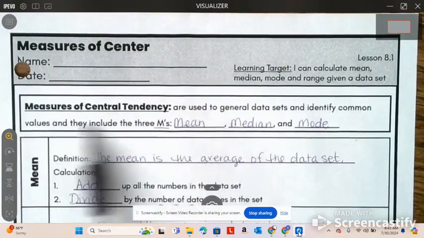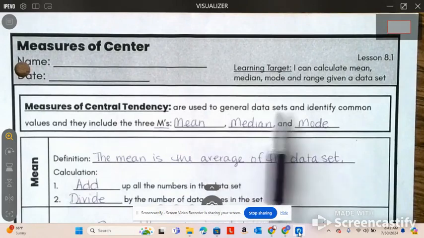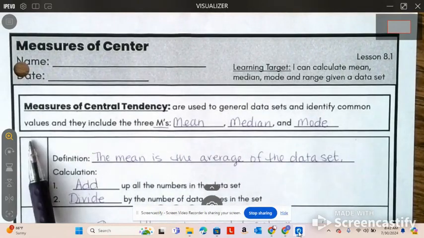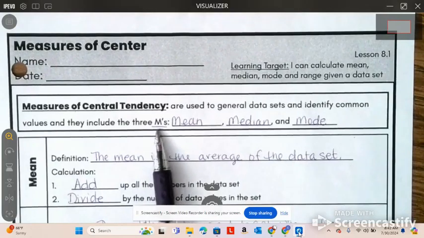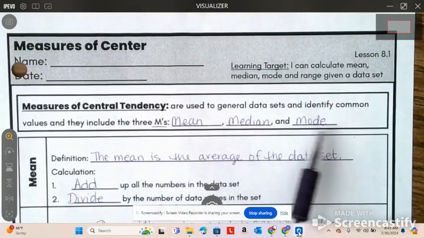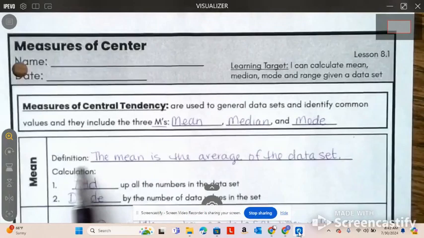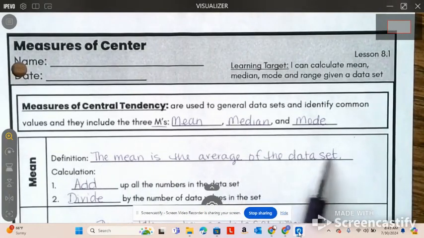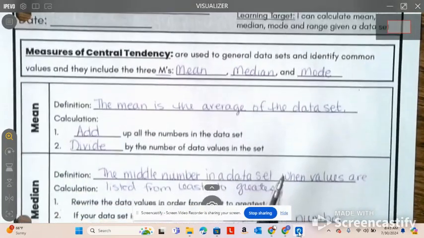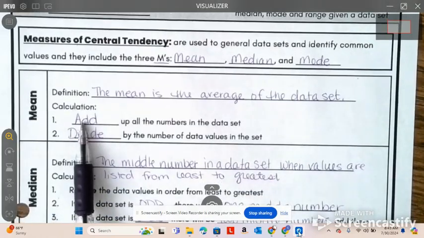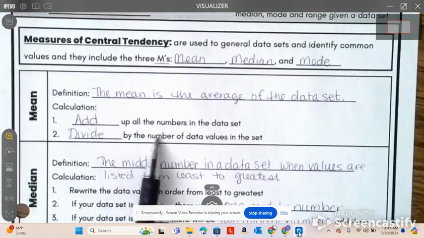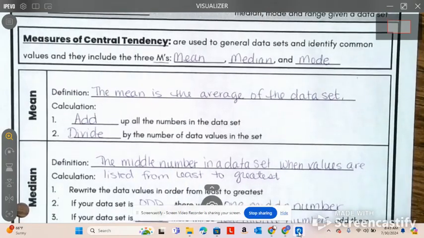Alright, so measures of central tendency are used to generalize data sets and identify common values that they include. The three M's are mean, median, and mode. The definition of mean is the average of the data set. That means that we're going to add up all the numbers in the data set and divide by the number of values in the set. So if you have 5 numbers and you want to know the mean, you add all 5 numbers together and then divide by 5 to get that average, or mean.